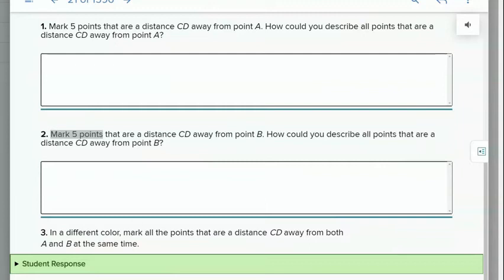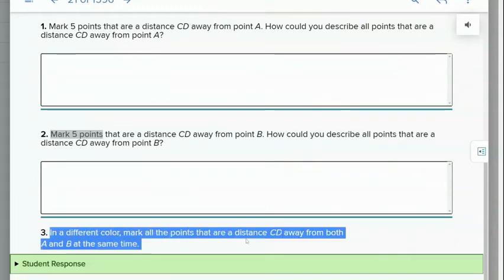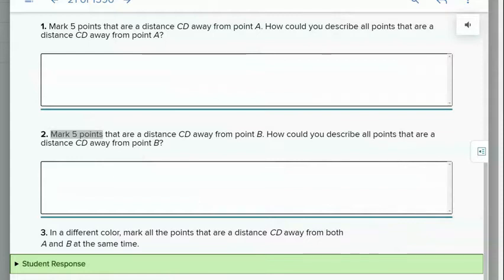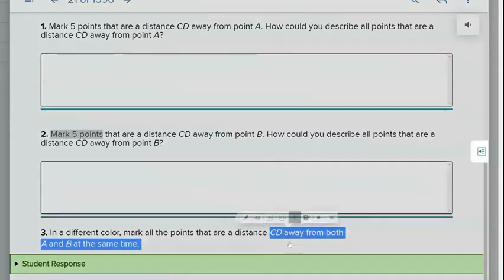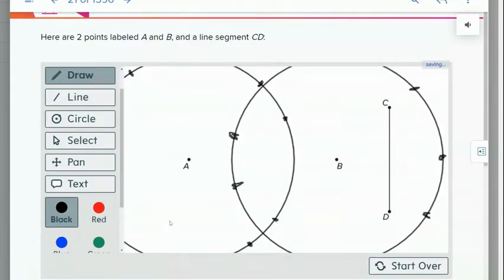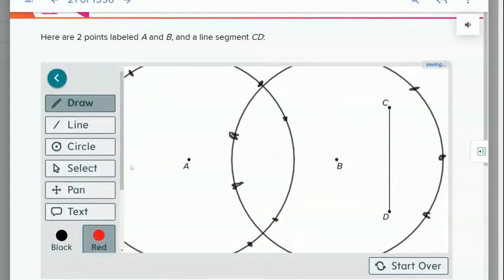Now, in a different color, this is step 3, mark all the points that are a distance CD away from both A and B at the same time. If you did the circles correctly, you can see those two points. I would probably use red, blue, or green, but I would mark those two points. So go ahead and pause the video and try to see if you can find those points along those circles that are at the same distance from A and B.